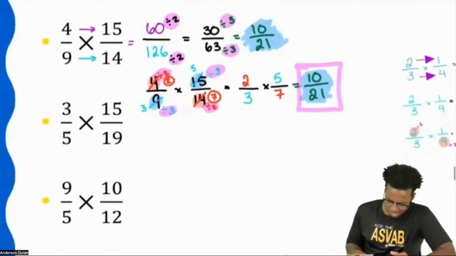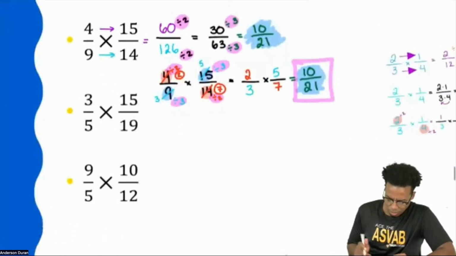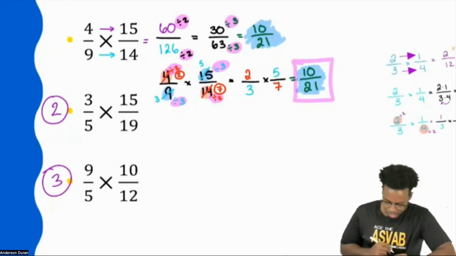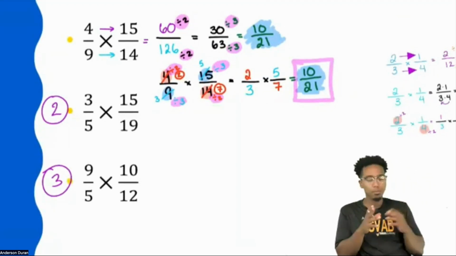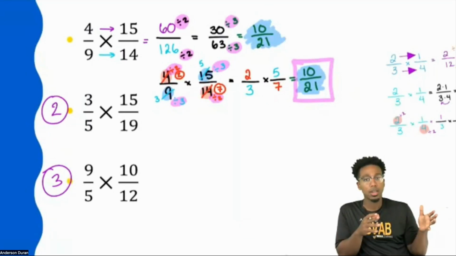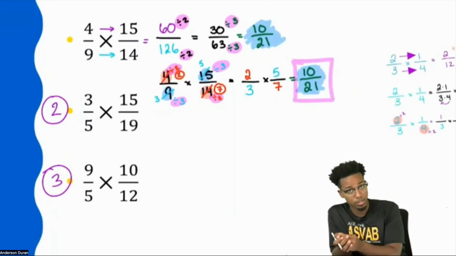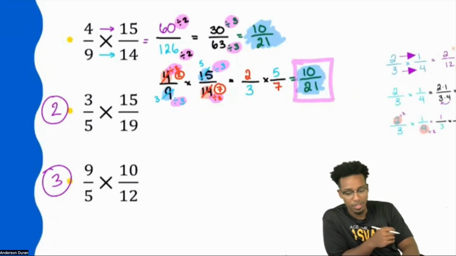So with that said, I want to give you guys the opportunity to try number 2 and number 3 here. Try these out. Go ahead. And remember, the rules are multiply straight across and then reduce. But if you can simplify first, try to do it. Go ahead, everybody. Try it out.